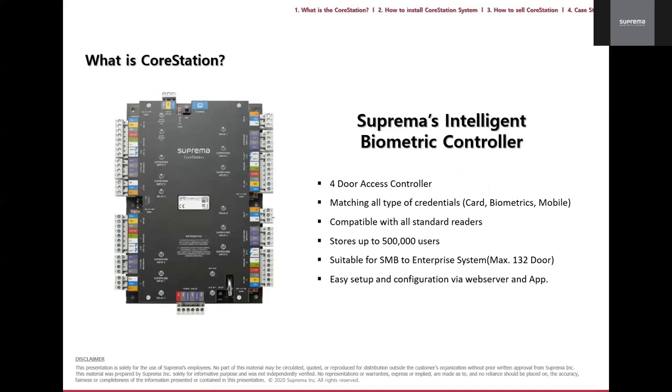As you know, the W2 is a lot faster, so by adding it as a slave device to the CoreStation, you do tend to go by the matching speed of the CoreStation. With the CoreStation, you have a maximum user storage of 500,000 users. It's suitable for small business, leading all the way up to enterprise systems with a max of 132 doors that can be controlled. We also have easy setup and configuration via the web server, and of course our BioStar app, which you can also use to add the CoreStation and configure. I will demonstrate the BioStar application with the CoreStation, and then also play a video where you can see the web server in action.